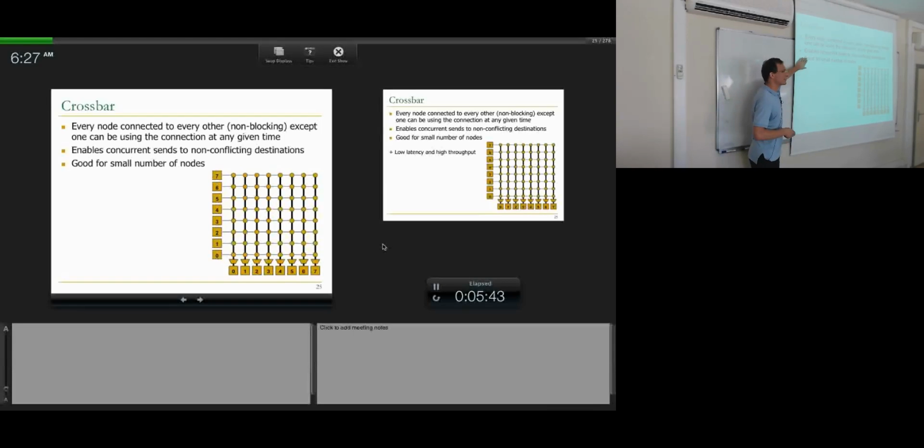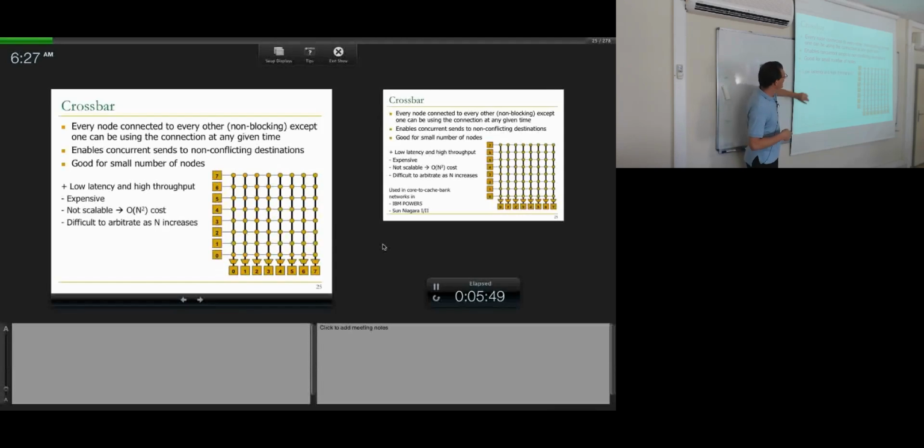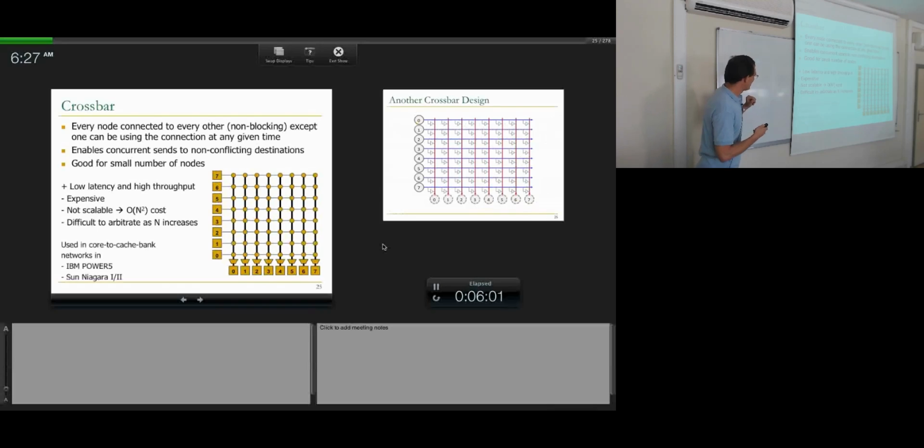And this is good for a small number of nodes, again, because it's costly, right? If you look at the cost, it's O(n)². This is low latency and high throughput. That's the advantage compared to bus. But it's expensive because of this. And it's difficult to arbitrate as n increases. And I'll show you some examples of this.